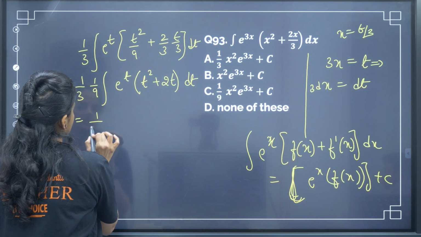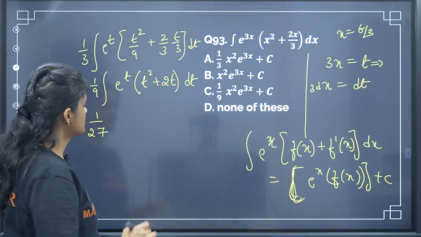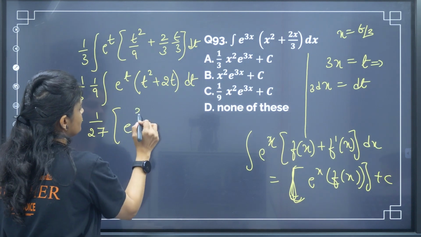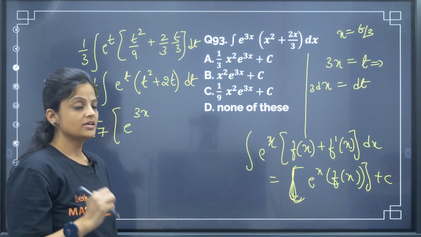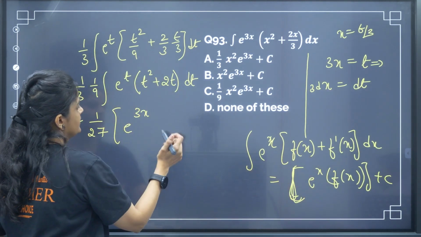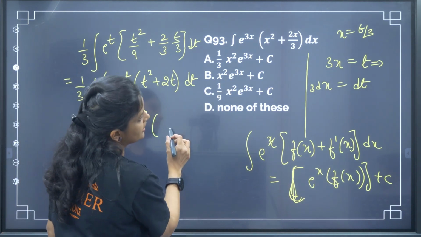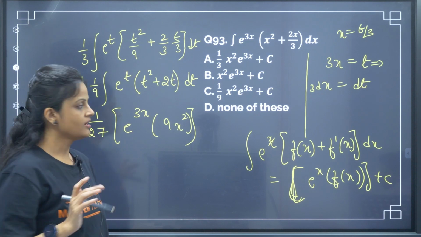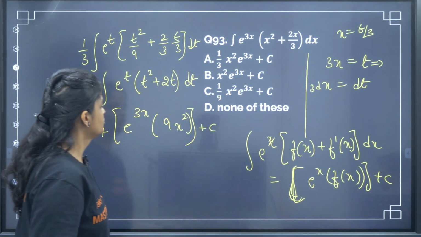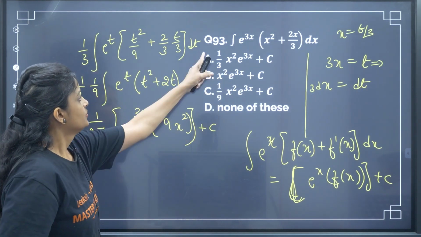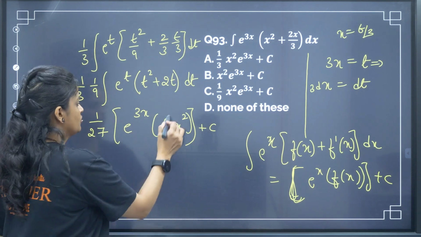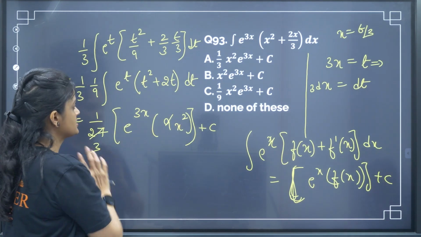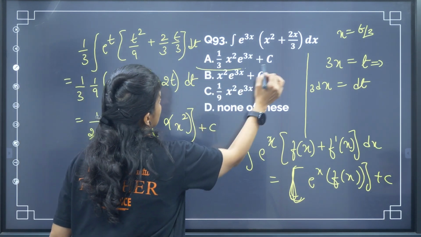So if I write that, 1 by 27 constant, e to the power of t, I will replace now, e to the power of 3x. What is the answer? f of x I have to take, and it is t square. t square means 9x square. This is your answer. Now, do we have 9x square? Do we have 27? No. So you have to just do the simplification. x square e to the power of 3x divided by 3, that we have in the first option.